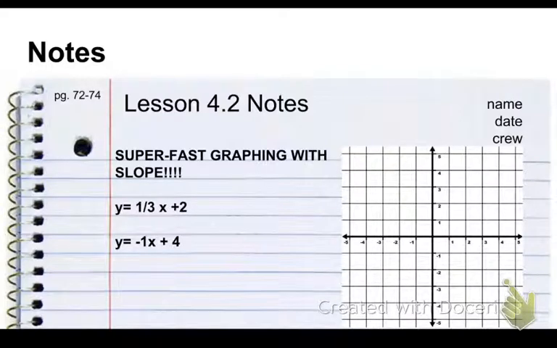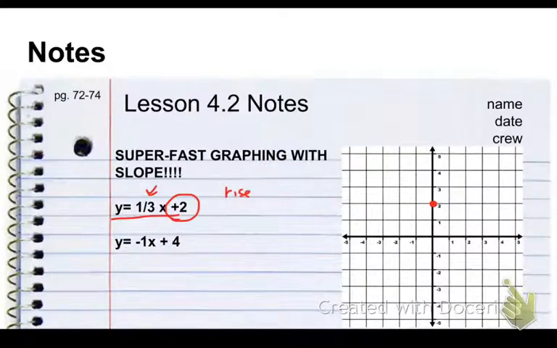Okay, now let's learn how to graph super fast using what we've learned about slope, because we can go the other way. I can use what I know about slope to graph a line really quickly. Let's try this first one: y equals 1/3 x plus 2. What does this mean? First, my y-intercept is plus 2. That means I'm going to start at plus 2, right? But then I need my slope.